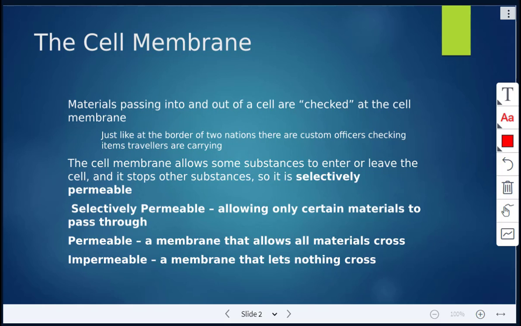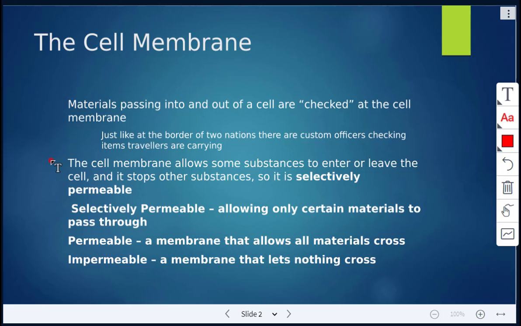All right, so in cells, we're talking about the cell membrane here. Like we talked about when we were looking at organelles and cell structures, the cell membrane allows certain materials to pass in and out of the cell. So they're basically checked at the cell membrane. Think of it like a border of 2 nations. There's custom officers there checking items, travelers, and checking their luggage and so on.